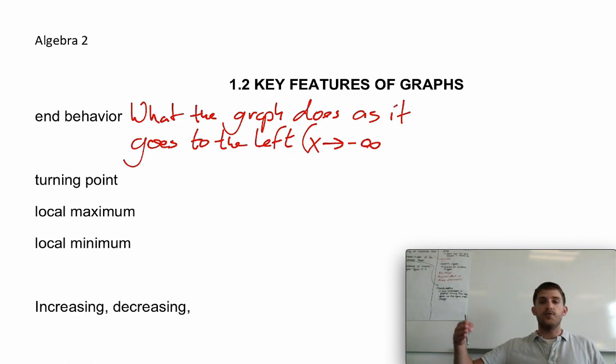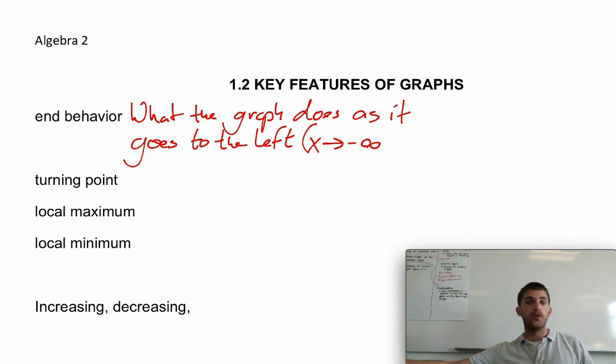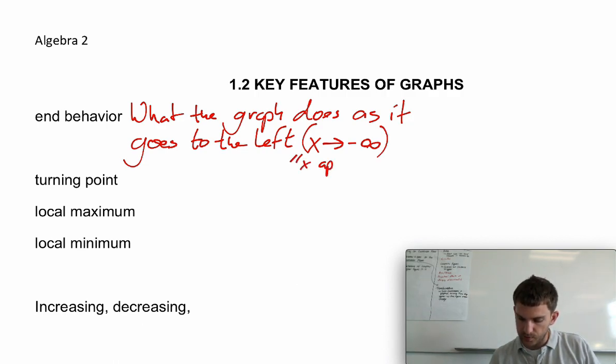Because as the graph goes further and further to the left, it's getting closer and closer to negative infinity. Now, you can't really achieve infinity regardless of what Buzz Lightyear says about to infinity and beyond. You can't get to it, much less beyond it. But we're going to say it approaches negative infinity. So I'll even put that as x approaches.